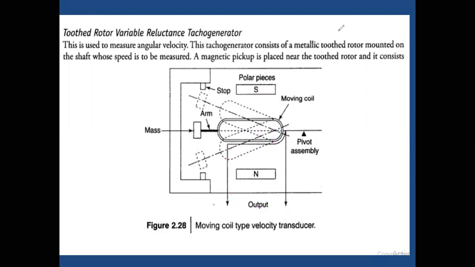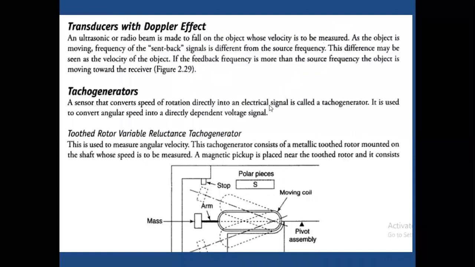The next is the transducer with the Doppler effect. The Doppler effect is this: suppose I have a sensor here. This is the sensor, and this is the body. The body is moving with a certain velocity, and I need to measure this velocity.